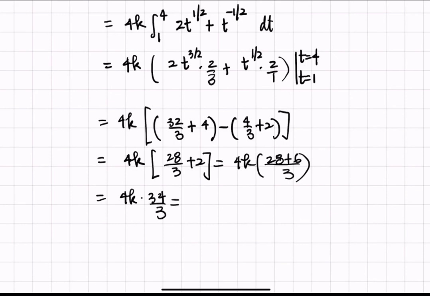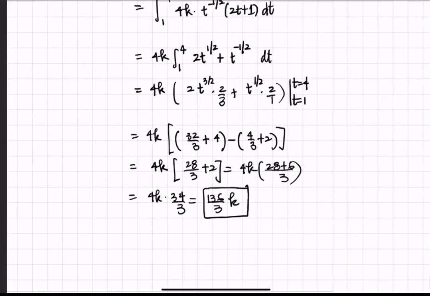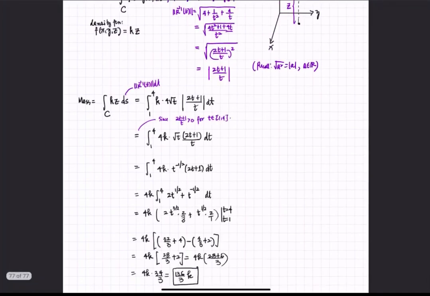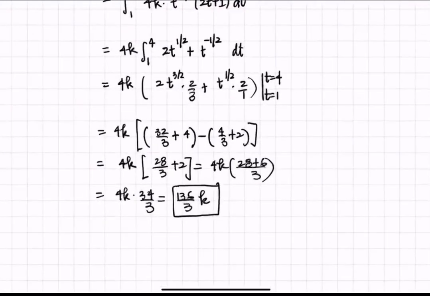Ilan? 34 times 3, 120, 136 over 3. Okay. So, this is the mass of the wire. So, whatever that K is, yung constant of proportionality ninyo. Questions?